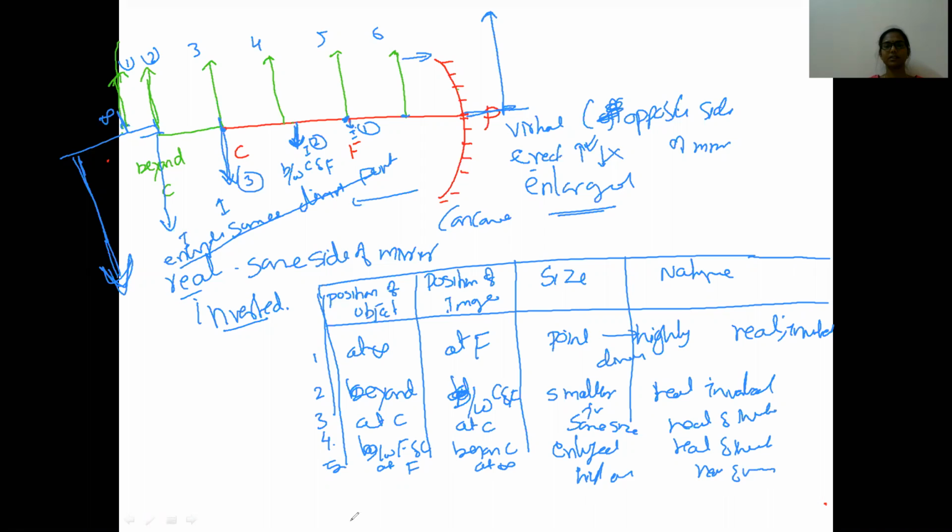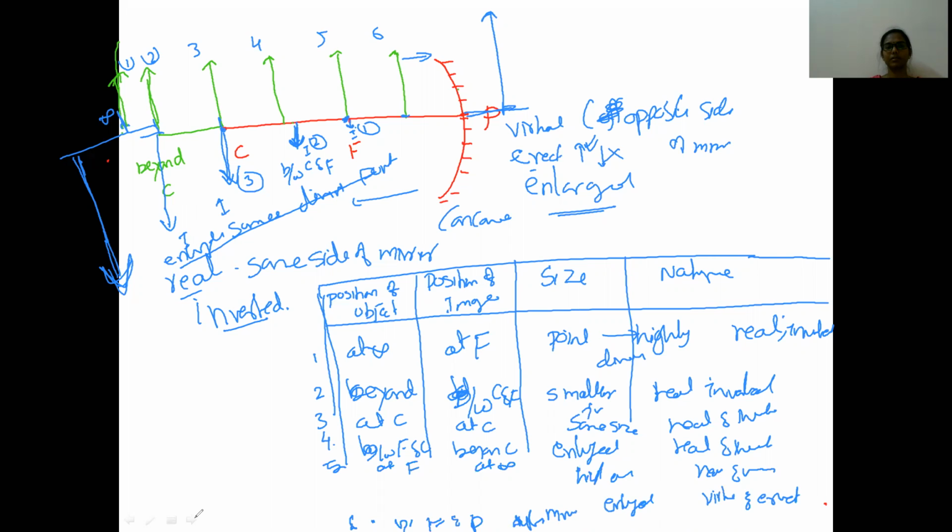And the sixth condition is, when the object is between P and F. This is the last condition. Between P and F, the image will be formed behind, the opposite side of the mirror. After the mirror it will form, and this size is enlarged, but it is a virtual and erect image that is going to form. Clear, children? These are the possibilities of image formation by the concave mirror.